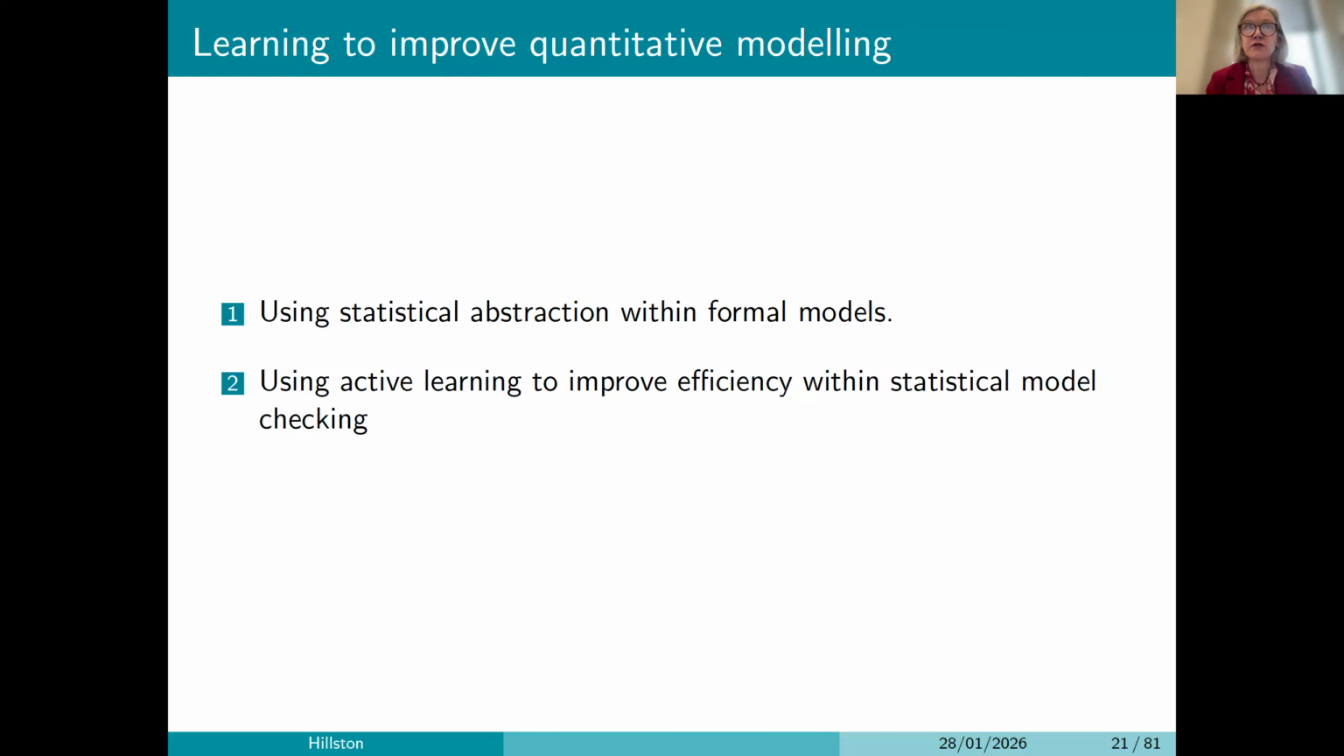So I'm going to give you two examples that we've looked at of this combination of the formal models with a more machine learning approach. And the first is using the statistical abstraction, so using machine learning actually applied to our models to produce a more compact model that's more efficient to run. And then the second is looking at that statistical model checking problem when we've got parameterized models, of how we can actually improve how efficiently we do the sampling to get the best knowledge we can about how the system responds with respect to a particular formula.